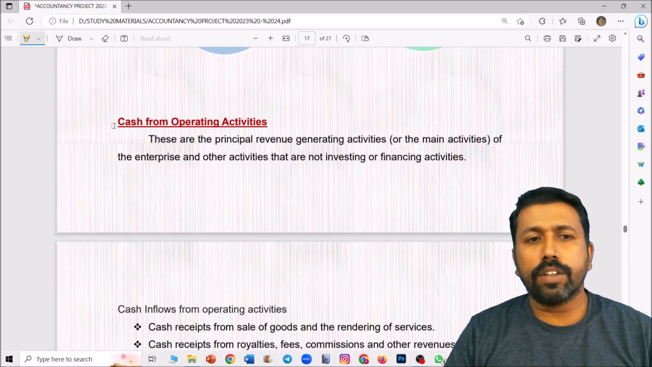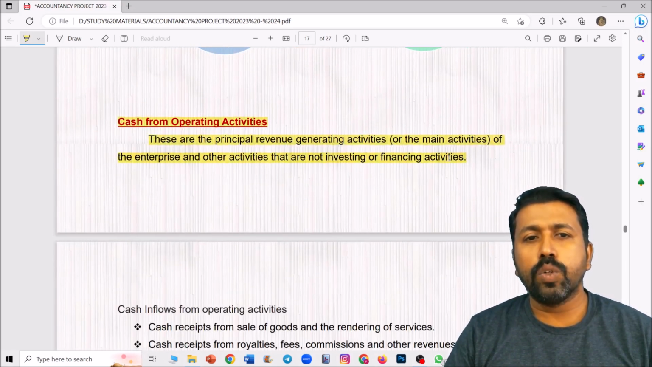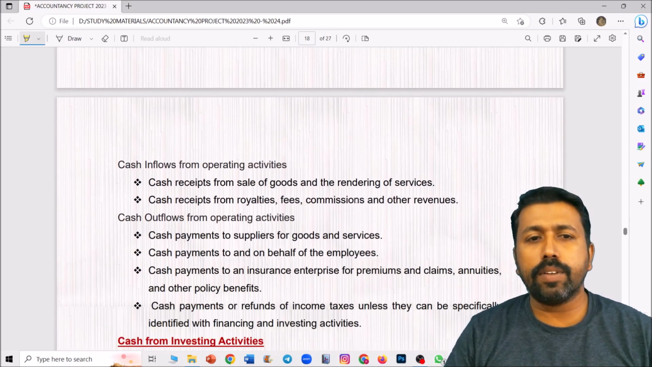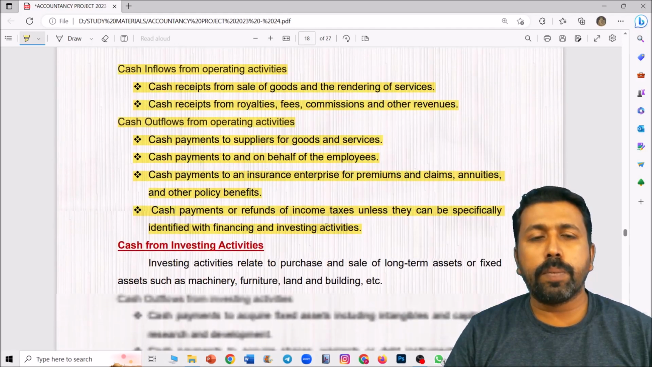Then you can add more theory related to cash flow from operating activity. What are the different examples for inflows and outflows in cash flow from operating activities is there.